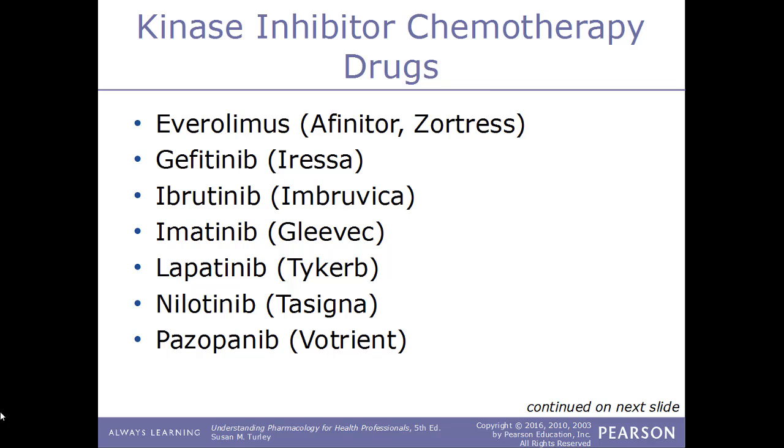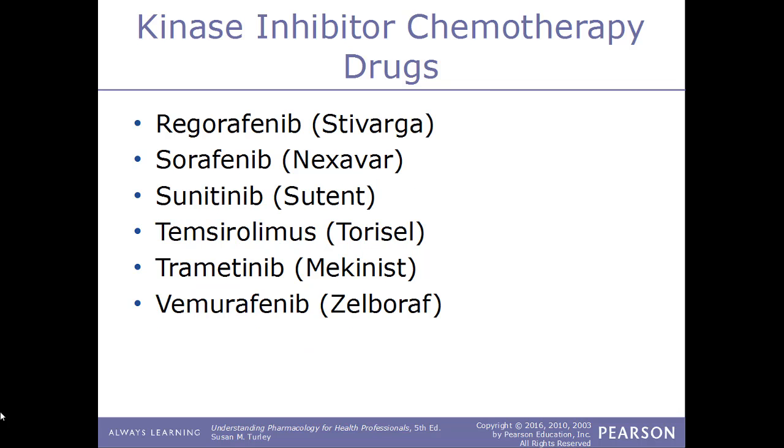lapatinib, known by the brand name Tykerb, nilotinib, known by the brand name of Tasigna, pazopanib, known by its trade name Votrient, regorafenib, known by the brand name of Stivarga, sorafenib, known by brand name Nexavar, sunitinib, known by its brand name Sutent, temsirolimus, known by the brand name of Torisel, trametinib, known by the brand name of Mekinist, and lastly, vemurafenib, known by its brand name of Zelboraf.